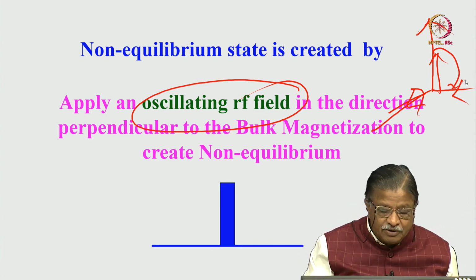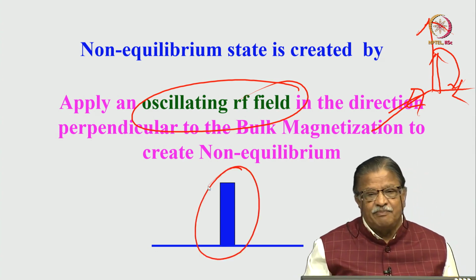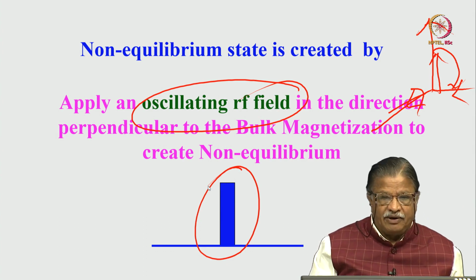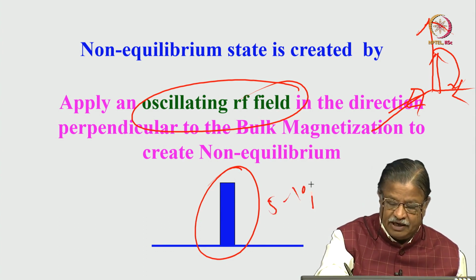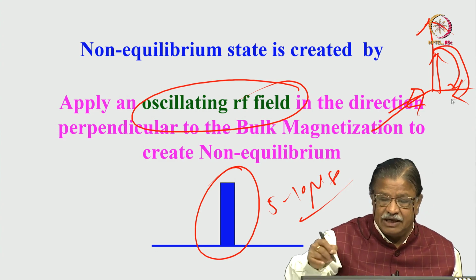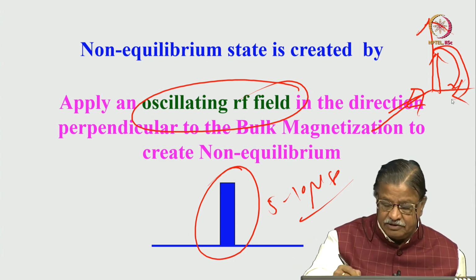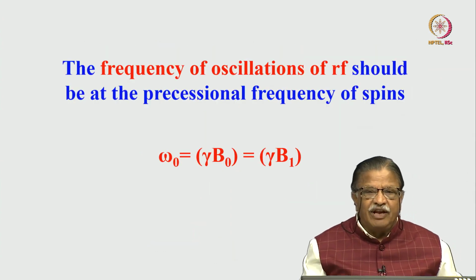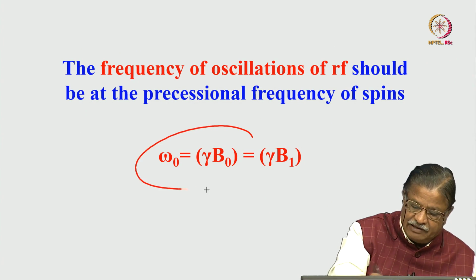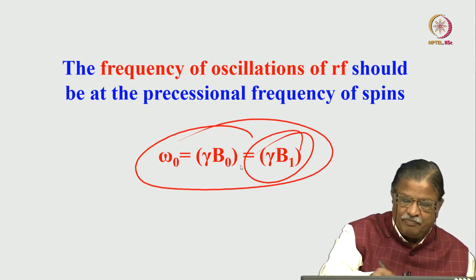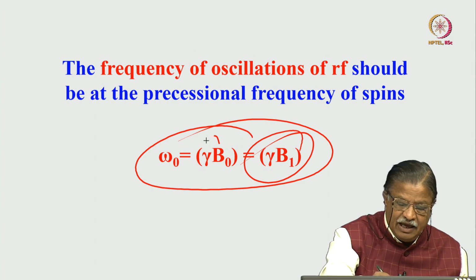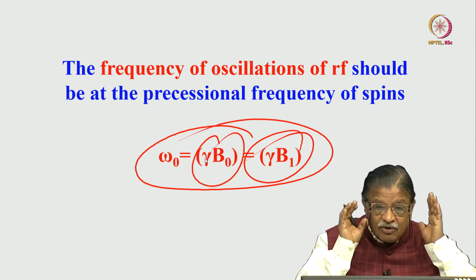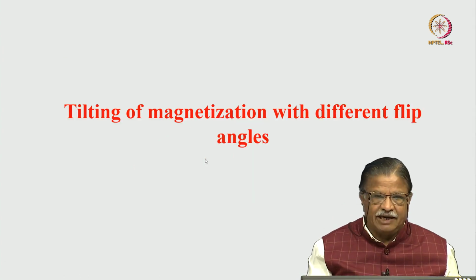How do you do that? By applying a radio frequency pulse. This is what I said. We apply a radio frequency pulse in a direction perpendicular to it, on the order of 5 to 10 microseconds, to tilt the magnetization to the x or y axis, called a 90-degree pulse, especially for protons. And the frequency of oscillation, as I already told you previously, the RF pulse frequency should exactly match the Larmor precession frequency. Then there is going to be a resonance. You are going to tilt the bulk magnetization.